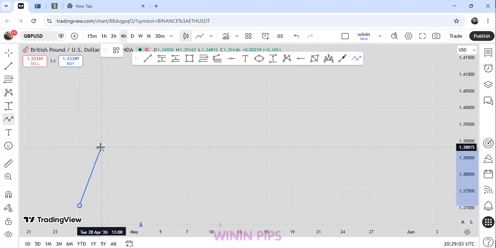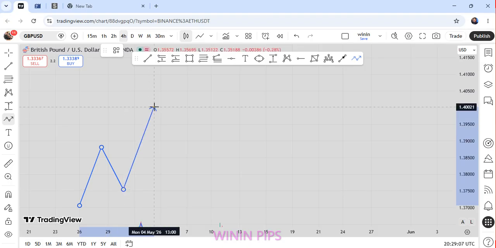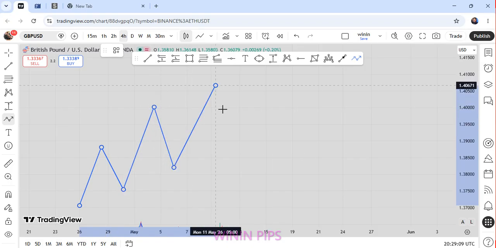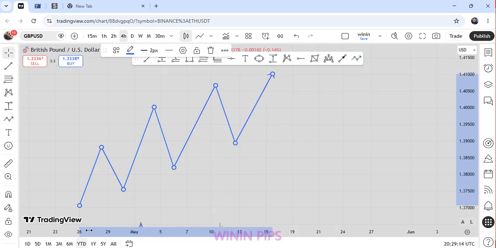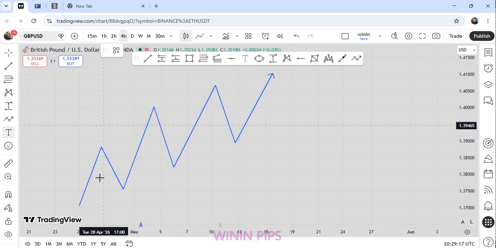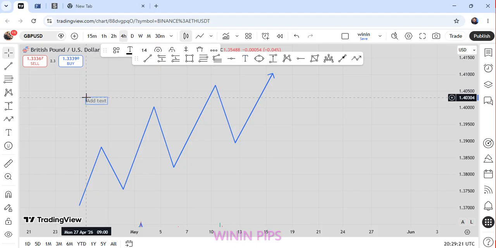So we have the uptrend, that is, it goes up, pulls back, goes up, pulls back, goes up. This is what you call an uptrend. So when you have a market this way, it's known as what? Uptrend, meaning the trend is what? Up. So you have the uptrend.